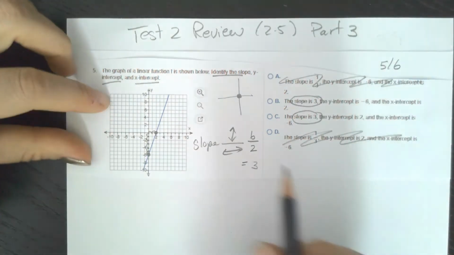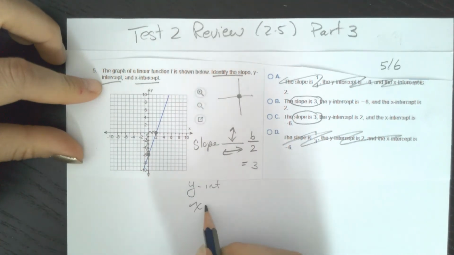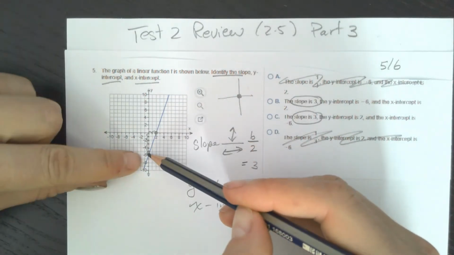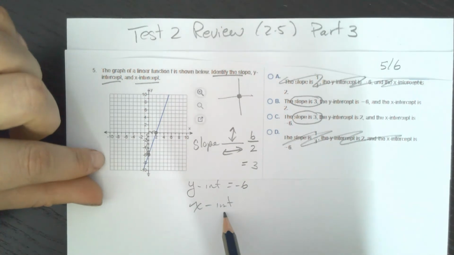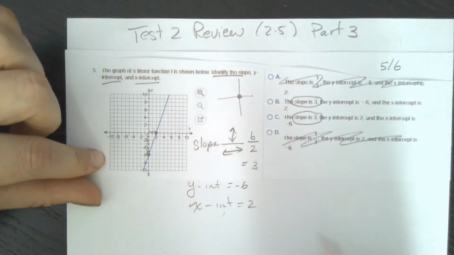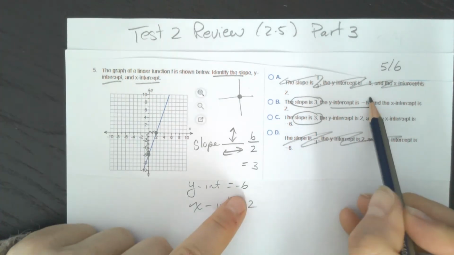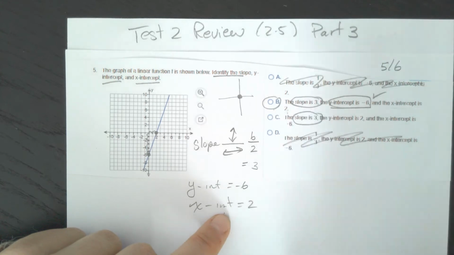Okay, so now I have to do y-intercept and x-intercept. So where does this line touch the y-axis? At -6. Where does it touch the x-axis? At 2. So the y-intercept is -6. Yes, the x-intercept is 2. Good, so it's B.